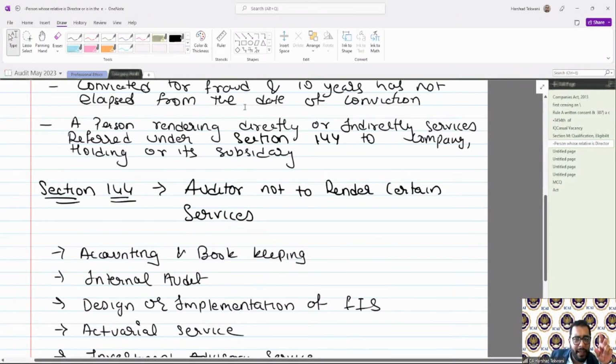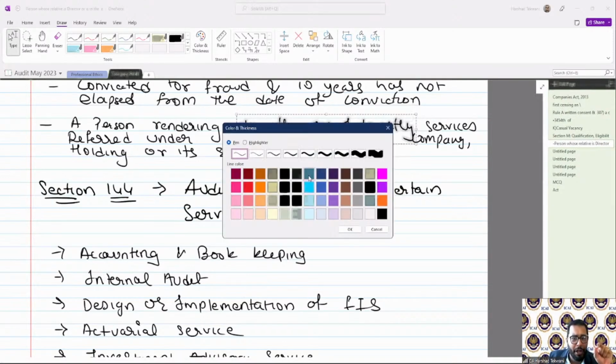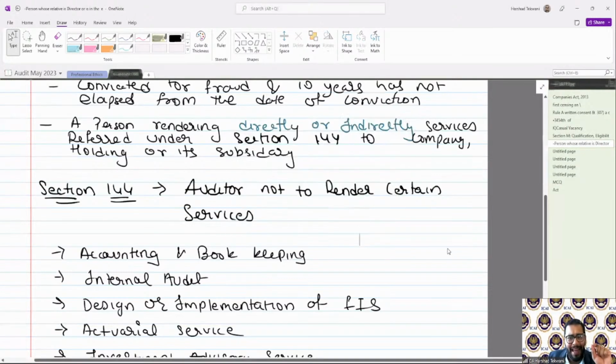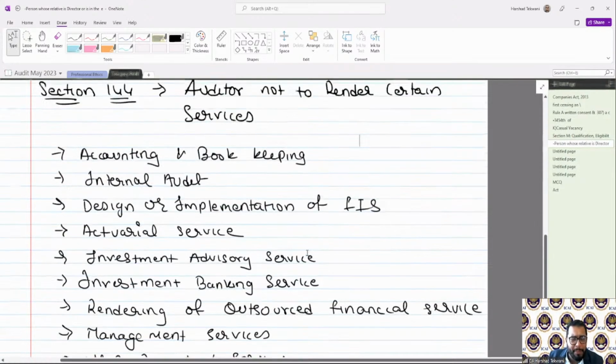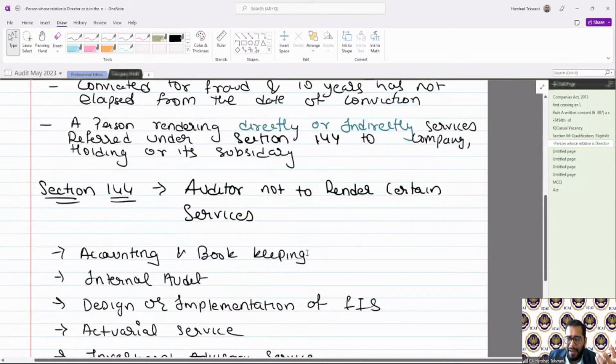Now we were discussing the term directly or indirectly. What does directly or indirectly mean? This is a very important term to note. When I say directly or indirectly providing the services, indirectly can be through a relative or through an entity where I have a significant influence. So if I have a significant influence, or if the person who is providing the service is my relative, then I'm providing the service indirectly. So you need to focus on whether it's directly or indirectly, both will be covered.